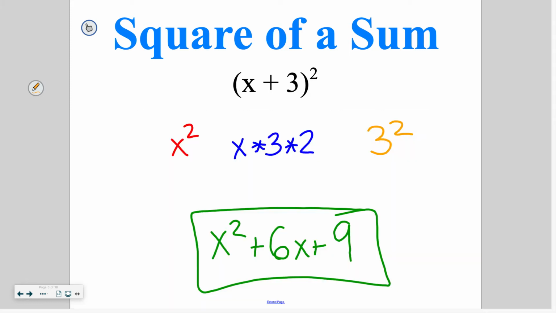Square the front, multiply the middle and then multiply by 2, square the back, gives us x to the second plus 6x plus 9.